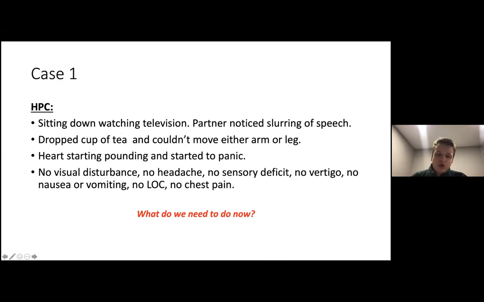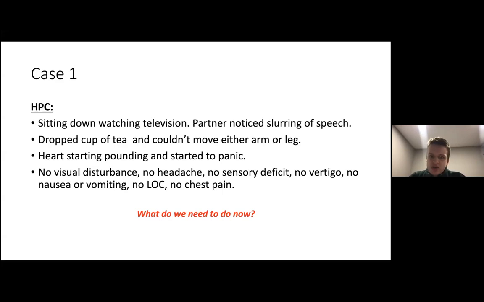So he was sitting down watching television at the time. His partner noticed slowing of speech. He dropped his cup of tea and couldn't move either his arm or leg. He started to panic then, and his heart started going fast. But no visual disturbance, no headache, no sensory problems, no vertigo, no nausea, vomiting, loss of consciousness, or chest pain. So we know a little bit more about what happened. So now we've got initial history of the patient.